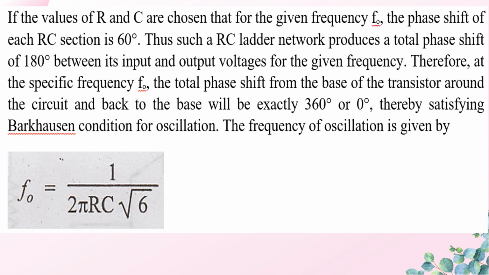If the values of R and C are chosen for a given frequency F0, then the phase shift of each RC section is 60 degree. Such an RC ladder network produces a total phase shift of 180 degree. Therefore, at specific frequency F0, the total phase shift from the base of the transistor around the circuit and back to the base will be exactly 360 degree, thereby satisfying the Barkhausen criterion of oscillation. And the frequency of oscillation is given by F0 equal to 1 by 2 pi RC into root 6.